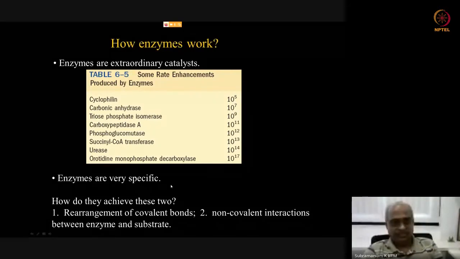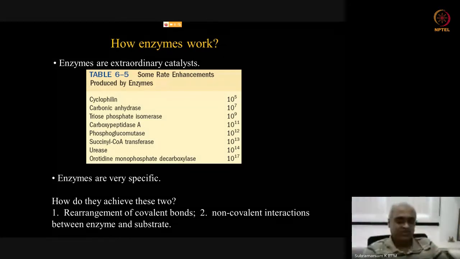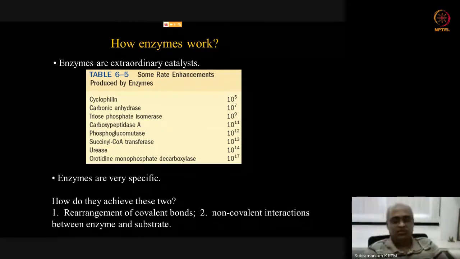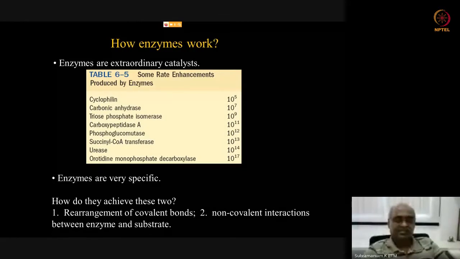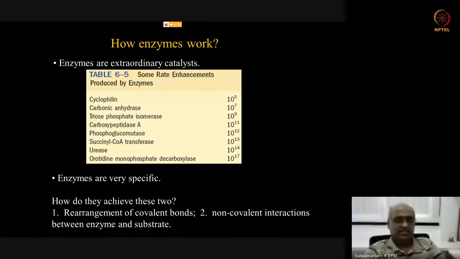And they are very specific. This I have highlighted multiple times. An enzyme that will phosphorylate glucose at the 6th position will not do so for galactose at the 6th position. And I think the last time I used the example of digestion of starch versus cellulose. The enzyme in our body will hydrolyze starch into glucose, but not cellulose into glucose. So enzymes are very specific.